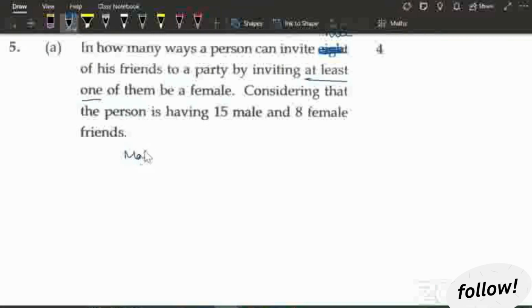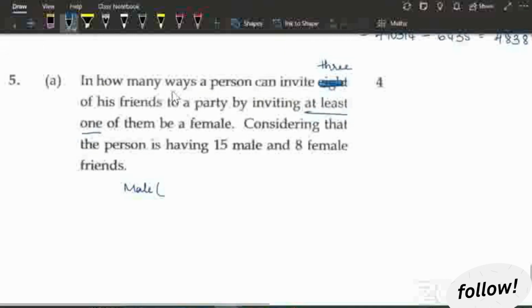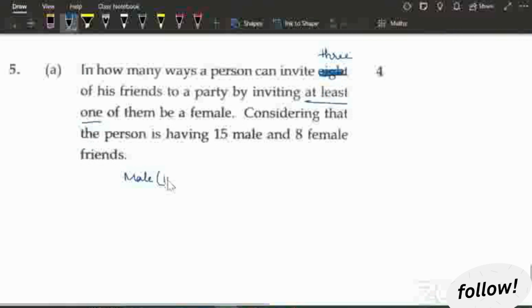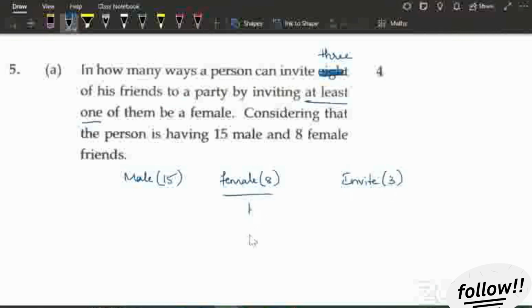In this, you don't have to use the indirect method because he has to invite at least one female and he has to invite only 3 of them. So it can be 1 female or 2 female or all 3 female. Only 3 subcases are there. So don't use the alternative method. Male is 15 and he has 8 female friends and he needs to invite only 3. Minimum 1 female should be there, or 2 or all 3 females.